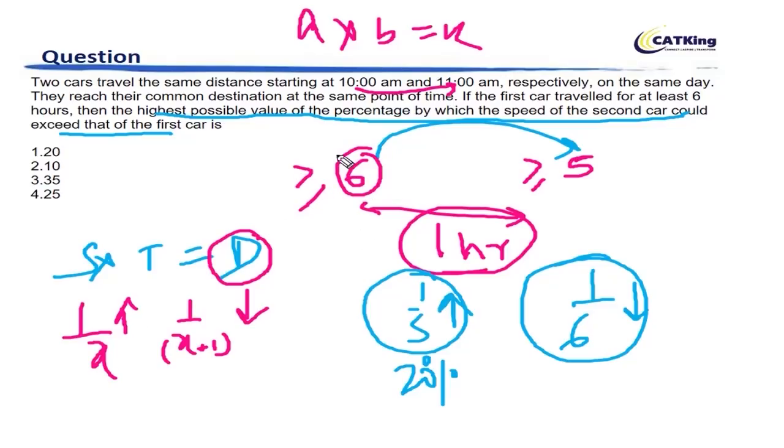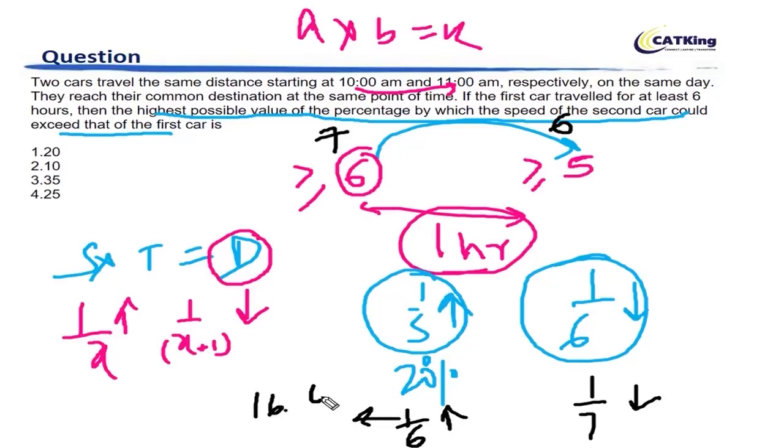In place of 6, see, this is greater than or equal to 6. So in place of 6, if you take 7, then this becomes 6. If you reduce the time by 1 by 7, the speed increases by 1 by 6. So that is 16.6%. Therefore, taking this at 6 only gives me the maximum percentage increase, that is 20%. I hope this is clear to you.